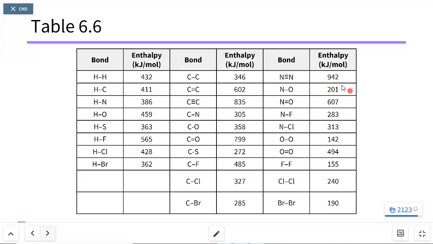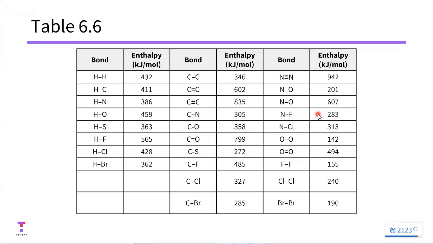Nitrogen to oxygen, 201 as a single, 607 as a double. What about other size considerations? Nitrogen, oxygen to nitrogen, fluorine, 201 versus 283. We think about our periodic trend. As we go across a row, the atoms get smaller. Well, if the atom is getting smaller, the bond is going to get smaller too, because it's not going to have as many electrons to go through.